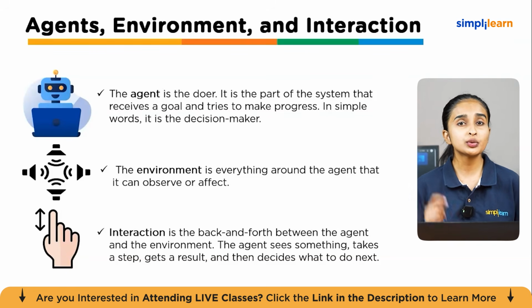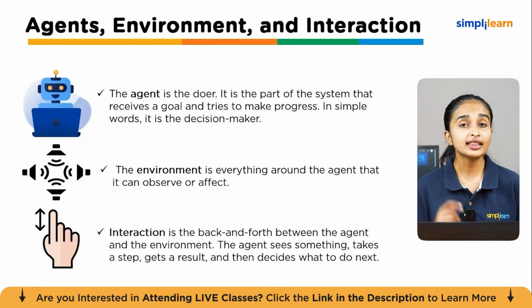So I can explain this with a food delivery example. The agent is the assistant trying to place the order, and the environment is the food app, menu, delivery address, and the payment page. The interaction is the full process: checking options, selecting items, applying filters, placing the order, and confirming the result. So there is always a doer, a world it works in, and a loop connecting the two.